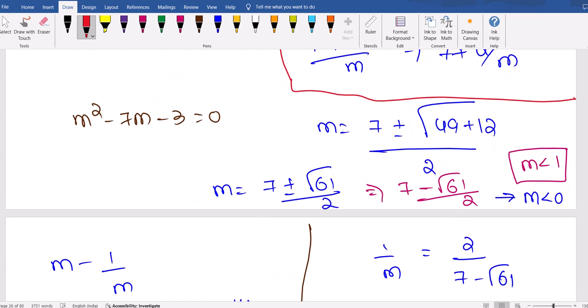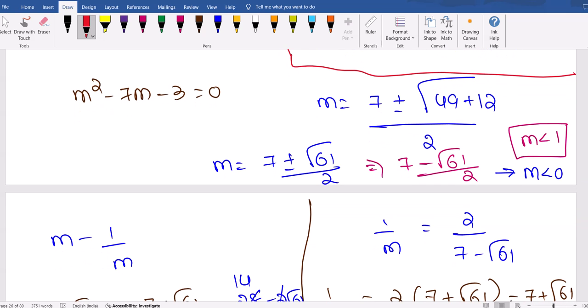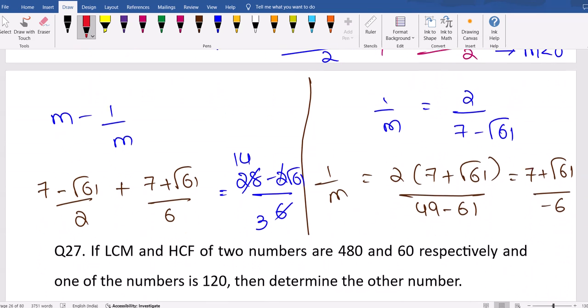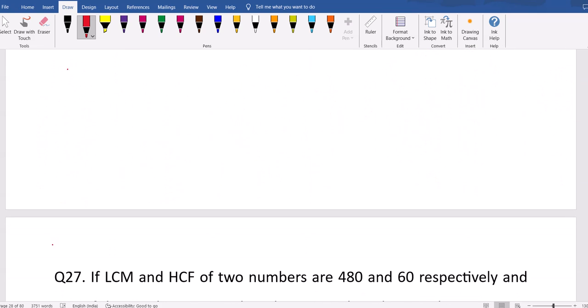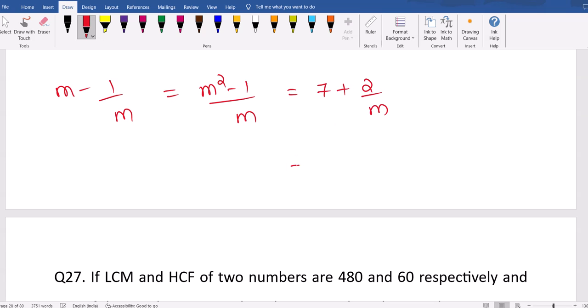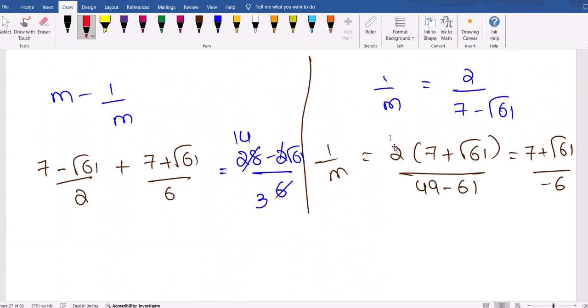Quadratic equation, 1 upon m, right? Or some people are asking, sir, why all this nonsense? You already solved m square minus 1 by m, and numerator is something like 7 plus 2 by m. Only with that also. 1 by m we got, 2 by m value already we got it like minus some 6, right? So 2 by m, 1 by m is this.